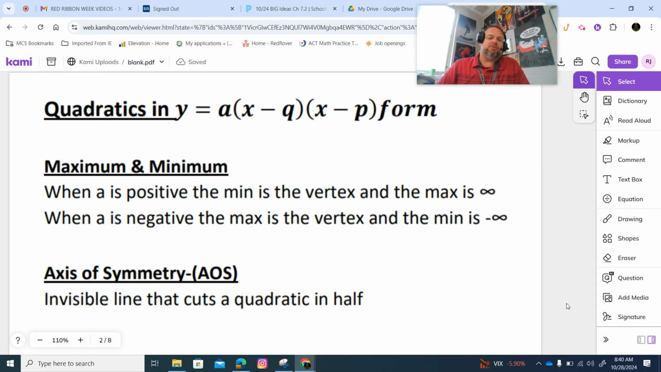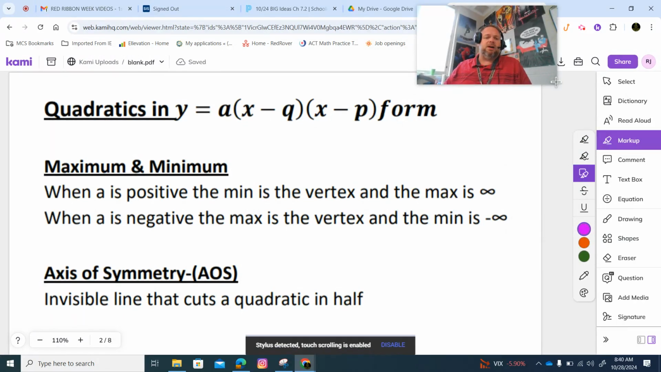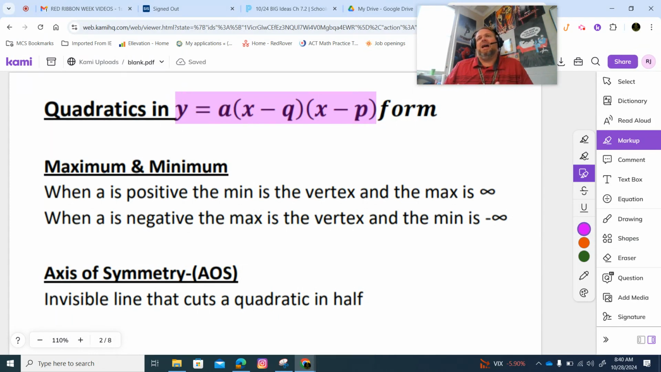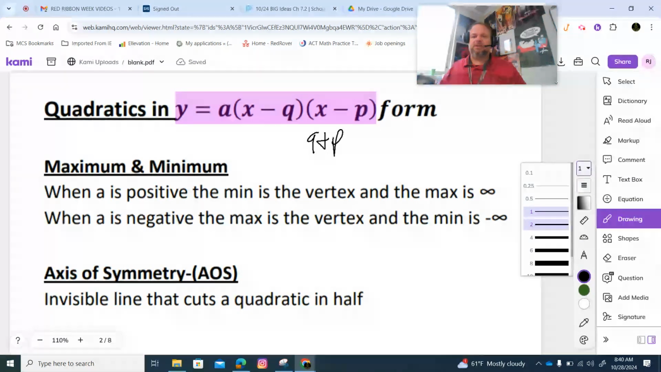We are actually just looking into something new. I was probably supposed to teach it last time. We're looking at quadratics in this form right here. Believe it or not, do not let this form scare you, okay? I don't really know the actual name of this form. We're just going to call it the Q&P form, okay? Does that sound okay with everybody, the Q&P?